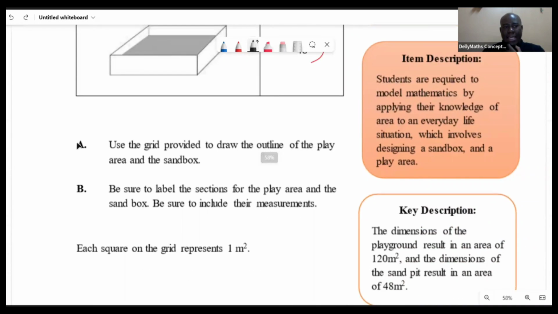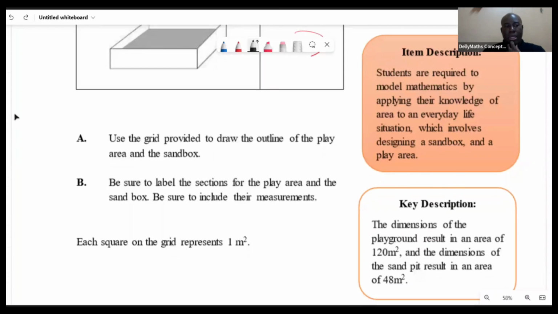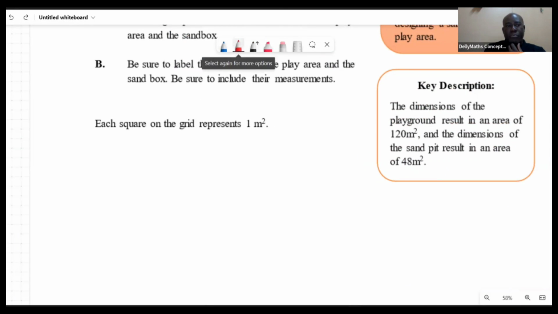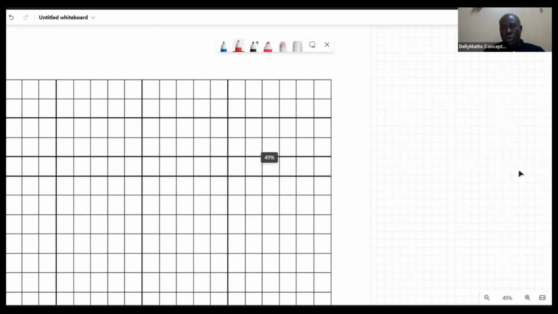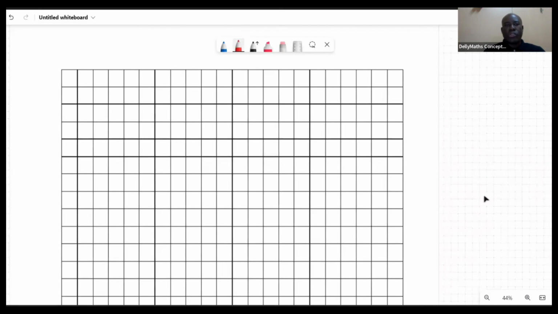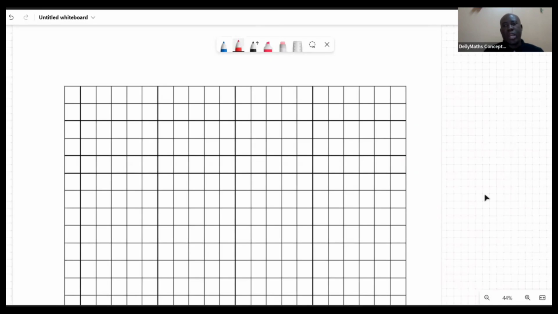Task 8. Use the grid provided to draw the outline for the play area and the sandbox. Be sure to label the sections for the play area and the sandbox. Be sure to include their measurements. Added information is that each square on the grid represents 1 square meter. So here it is. What we want to do here is put a layout of the play area and then put the sandbox in that.